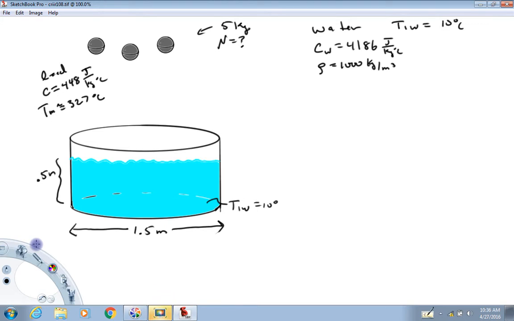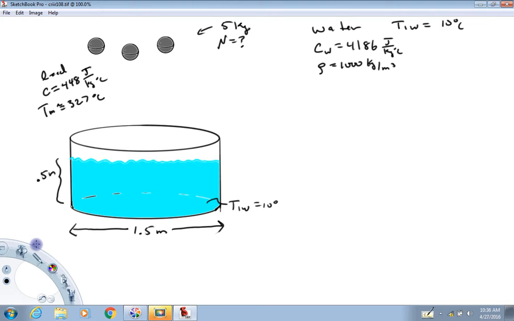The purpose of this video is to demonstrate how to use specific heats to calculate temperature changes, or at least use specific heats in problems where temperature changes are relevant. So this problem is one I'm making up. It's kind of a follow-up to an example that I just did in one of my previous videos.